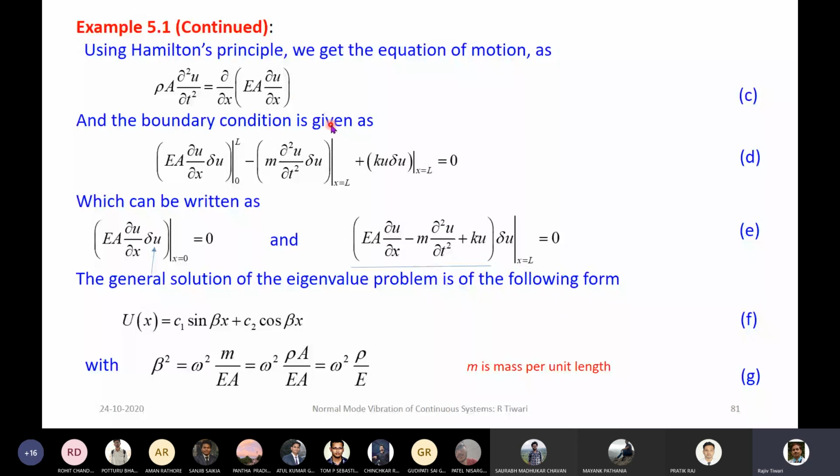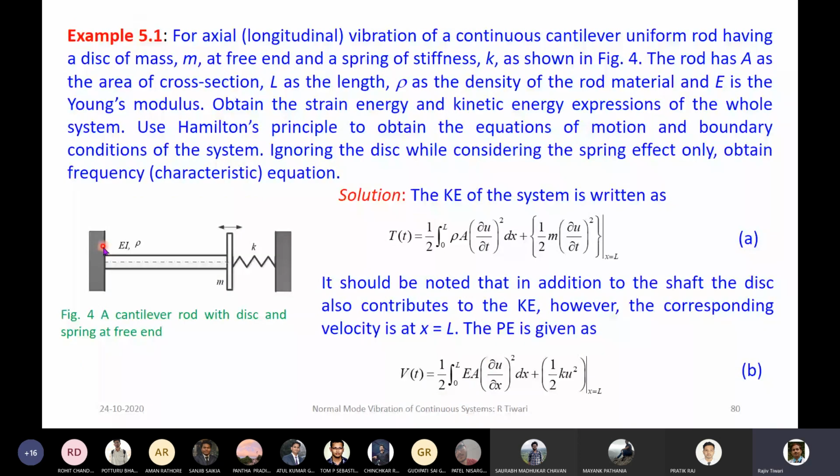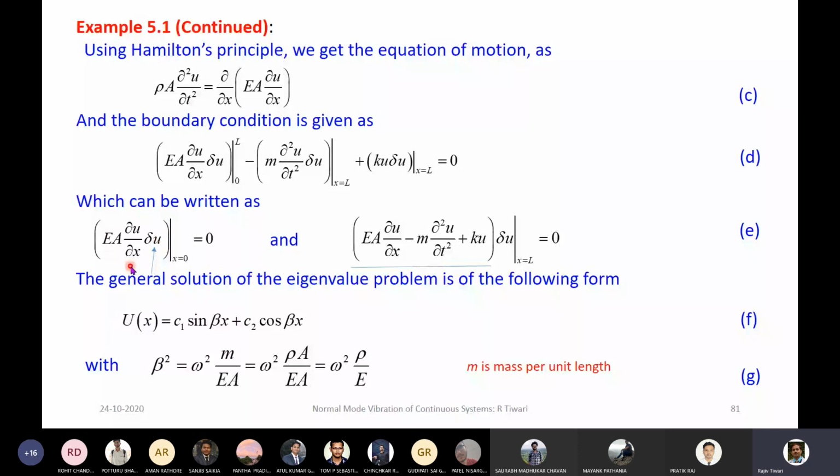The boundary condition part will give this equation, which has two components. These two are at x equal to L, and this is also one component at x equal to L. So those three components at x equal to L we can separate, and the x equal to 0 component we can keep here. In the previous problem, at x equal to 0, we have displacement 0. The axial force will not be 0 there. So this is one of the boundary conditions.